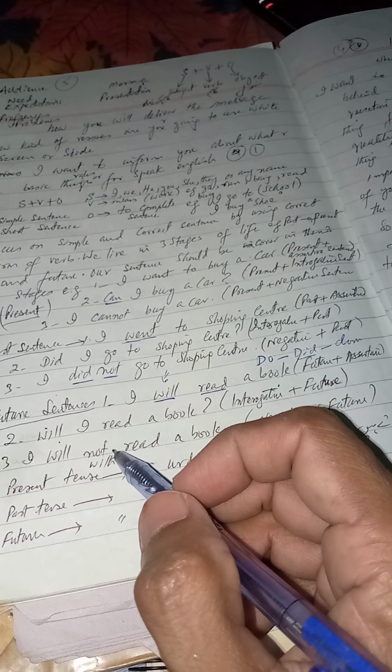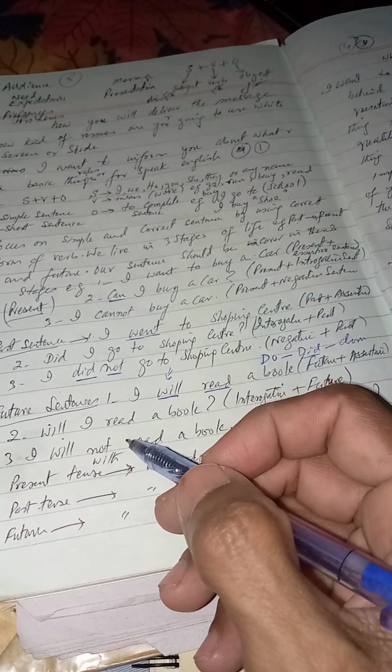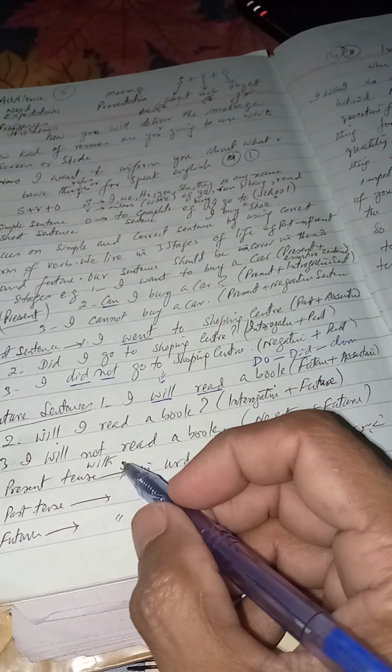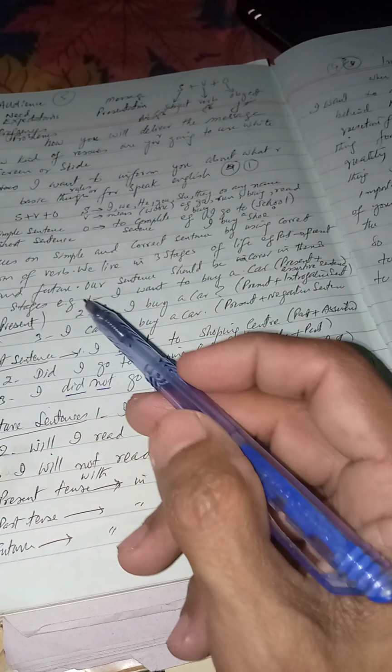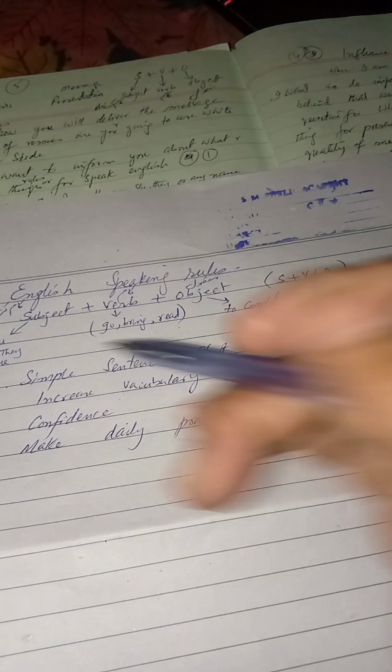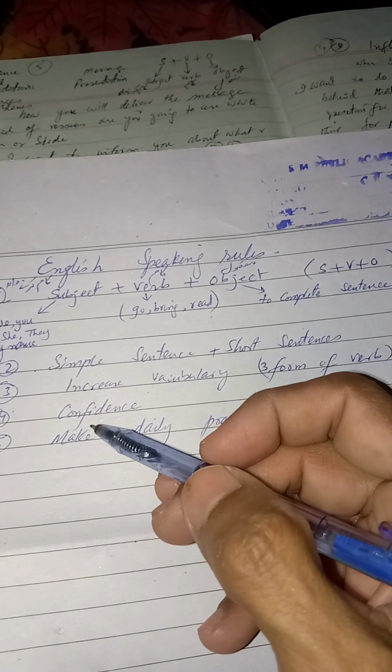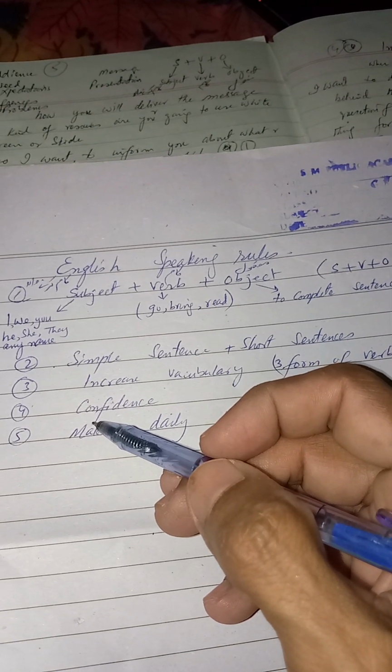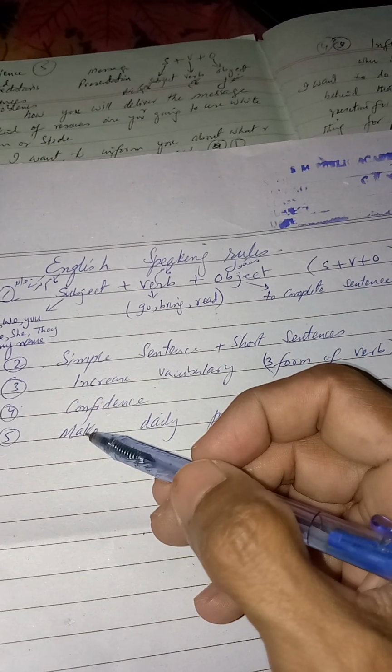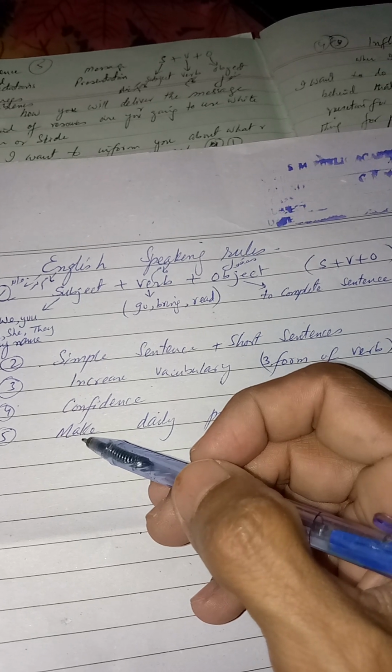Then you can start with basic English. So focus on these five rules which I explained to you. These are the five rules you have to follow. Note them down in your notebook, and then start speaking English.